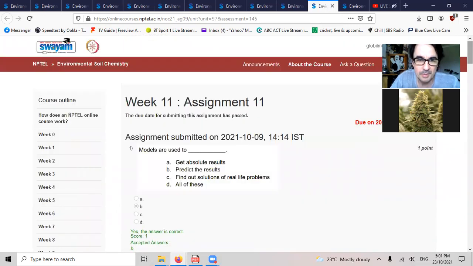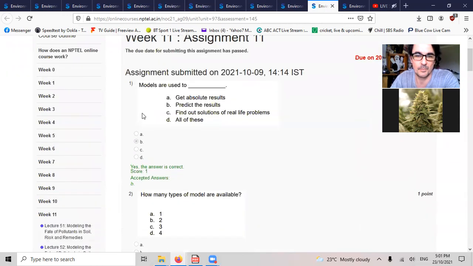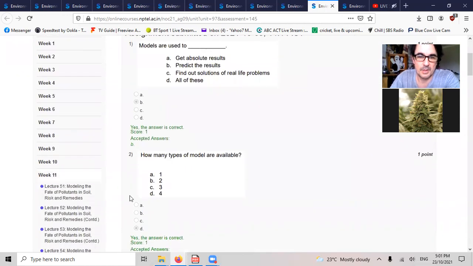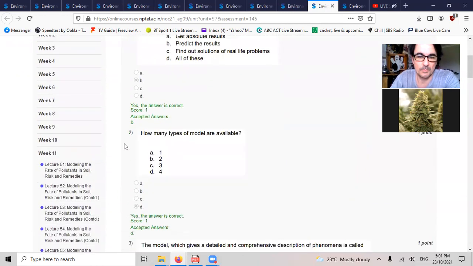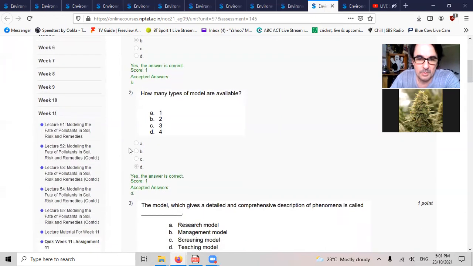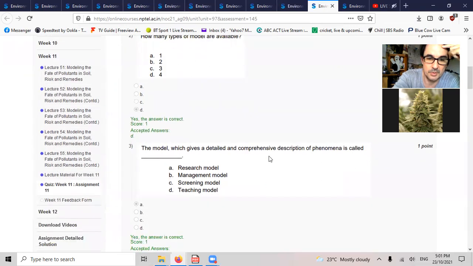Five minutes left. Models are used for, I'm going to find out everything. No, they're not. They're used to predict stuff. Just predict. How many types of models are there? There's 4. Which model gives you the complex phenomena? Research.